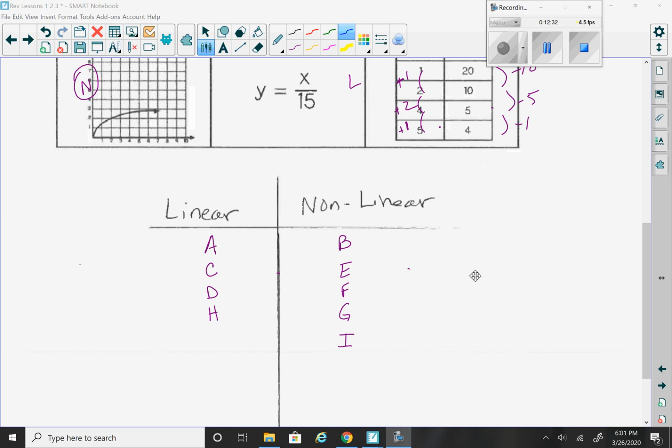So down at the bottom under linear, you should have A, C, D, and H. And then under nonlinear, you should have B, E, F, G, and I. So again, once you check these over, if you're struggling, this page right here was from lesson 3. If you're having a hard time with that, go back and rewatch the video for lesson 3 or 2 or 1, or look back through your packet. So again, this was a quick review of lessons 1, 2, and 3.